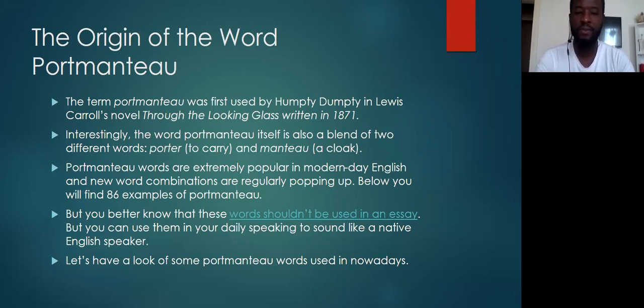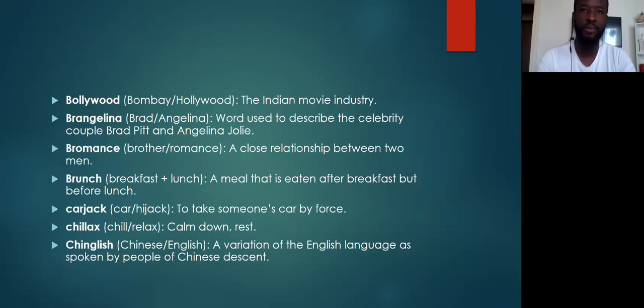So let's have a look at some portmanteau words used nowadays. The first one, we have Bollywood. Everybody says Bollywood, but where does the word start and what does it mean? Bollywood means Bombay and Hollywood. This is the Indian movie industry, okay? We have Hollywood, of course, which is the American one, and also Bollywood, for the Indian movie industry.